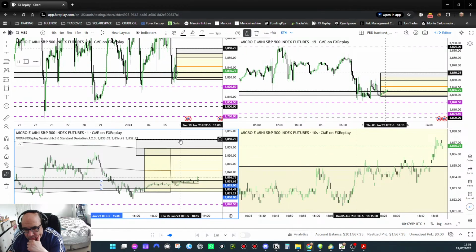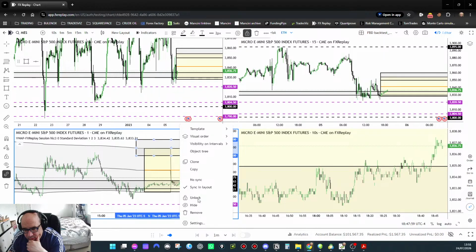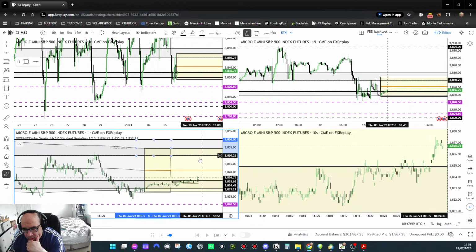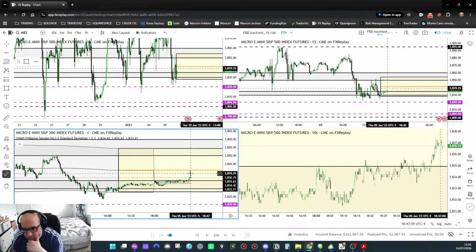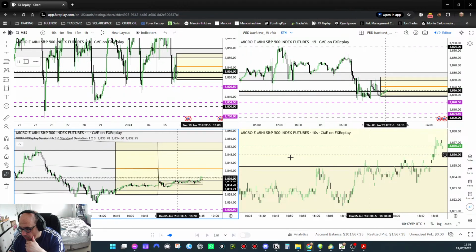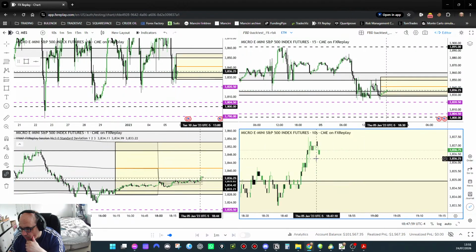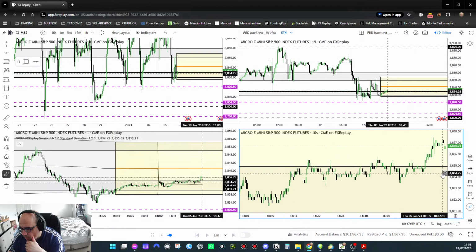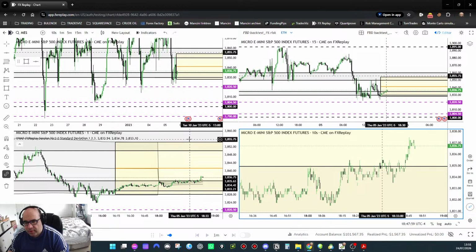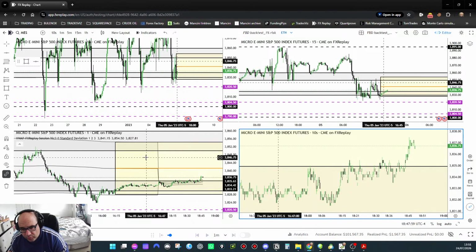We'll do the same for it here. Cool. All right. So it just broke above. We can see it here. Yeah, the data is not the best because it was RTH. I'm still gonna take the long.